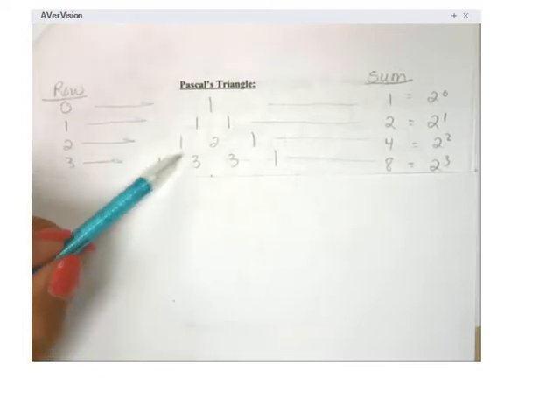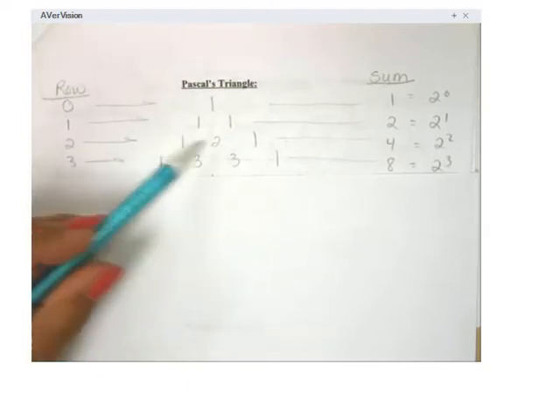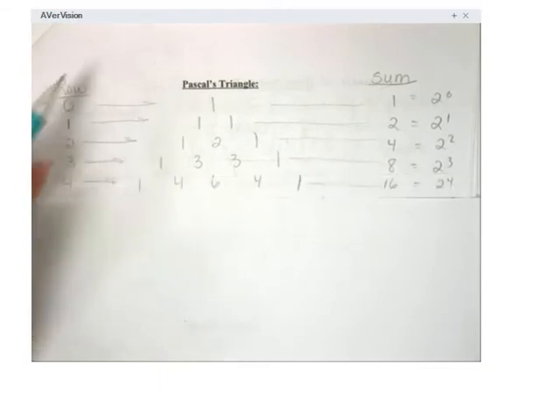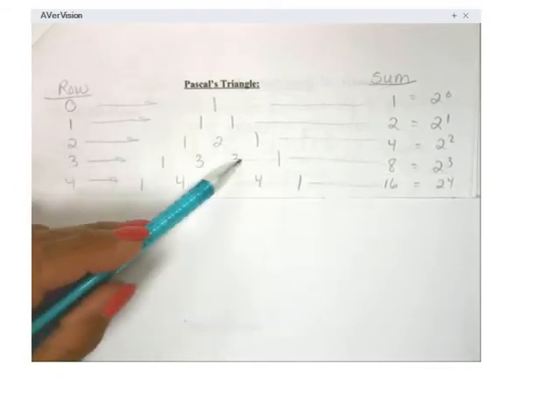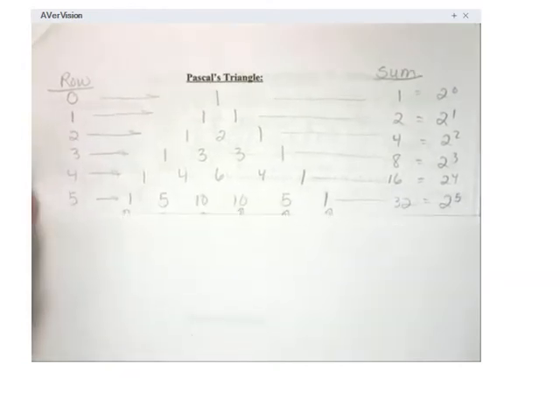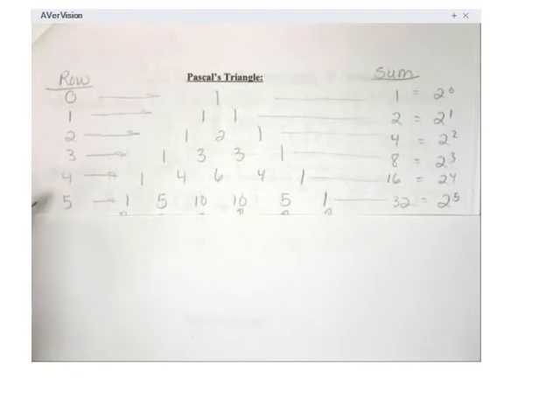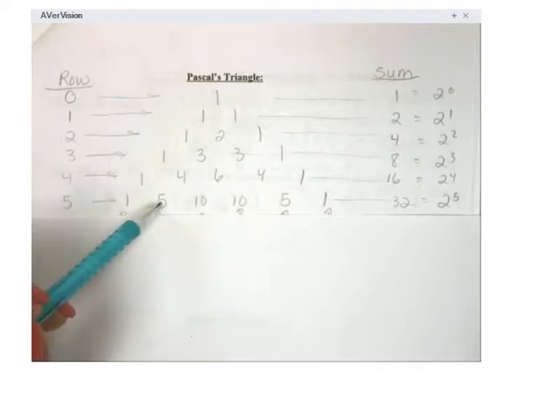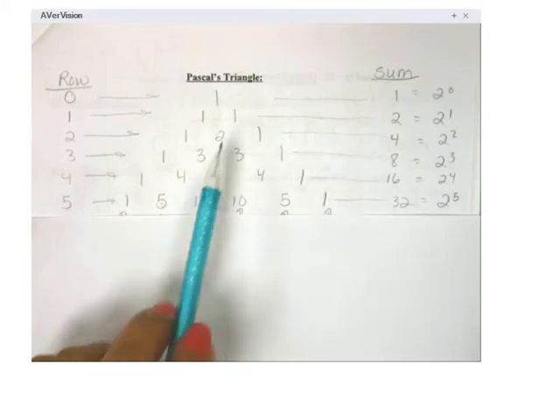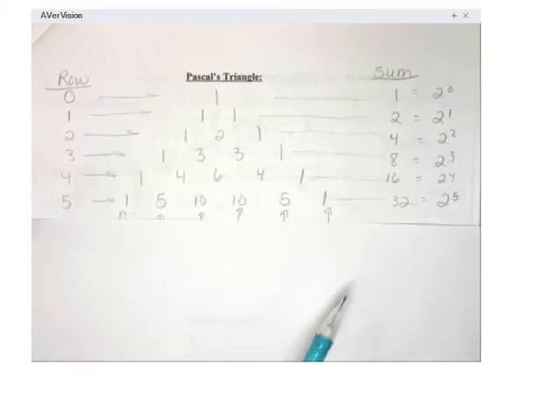And remember the idea that the outer part of the triangle is always a 1. And then we find every element inside by adding 2 terms above. 1 plus 2 is 3. 2 plus 1 is 3. I go to the next row, I'll have a 1 here and a 1 here. And then 1 plus 3 is 4. 3 plus 3 is 6. 3 plus 1 is 4, etc. And I have my 5th row. And the row number, with the exception of the 0th row, is going to correspond with this second value.